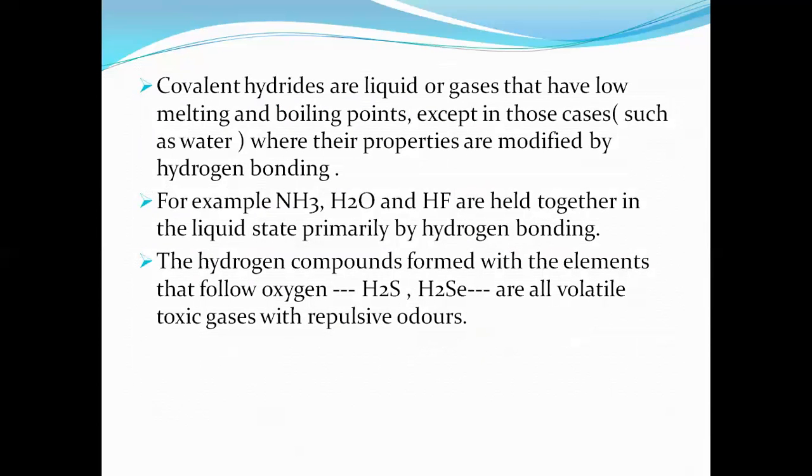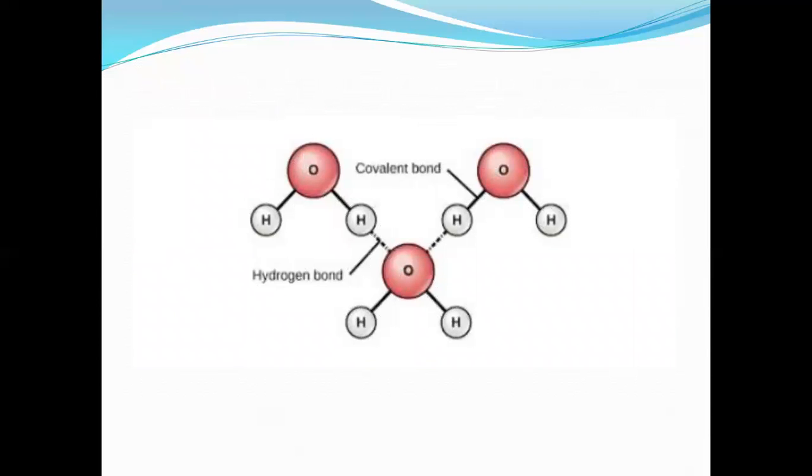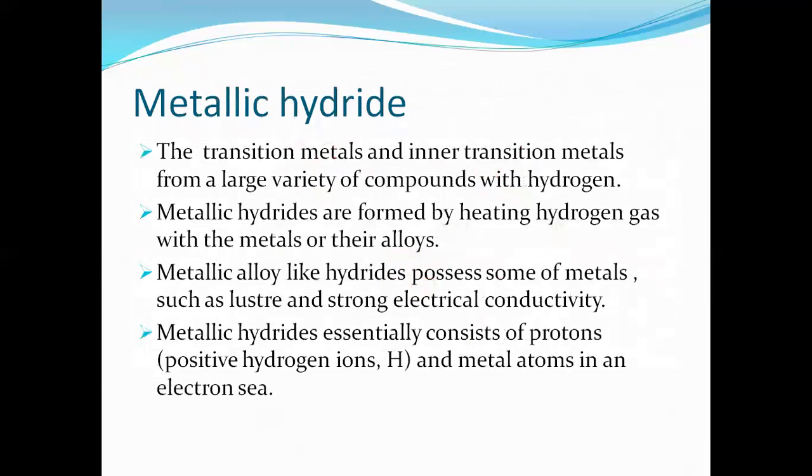Covalent hydrides are liquids or gases that have low melting and boiling points, except in those cases, such as water, where their properties are modified by hydrogen bonding. For example, NH3, H2O, and HF are held together in the liquid state primarily by hydrogen bonding. The hydrogen compounds formed with the elements that follow oxygen, H2S and H2Se, are all volatile toxic gases with repulsive odors, like covalent bond and hydrogen bond.